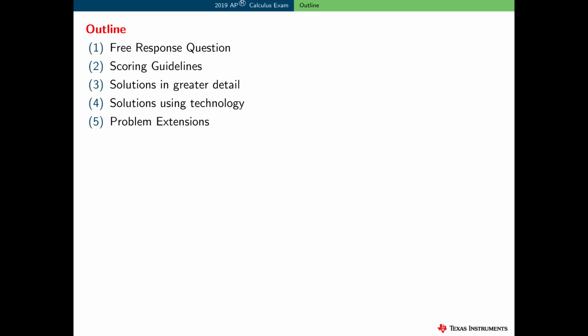Here is an outline of the information presented in this video. I'll start by reviewing the free response question, and then the scoring guidelines used at the AP Calculus reading in Kansas City. And I'll highlight the solutions presented in these guidelines, not how the points were awarded. I will present the solution to each problem in a little greater detail than given in the scoring guidelines.